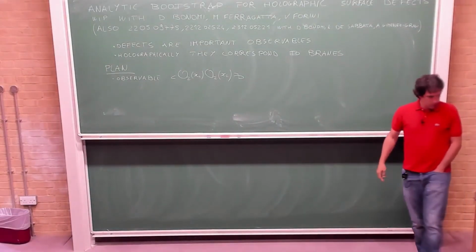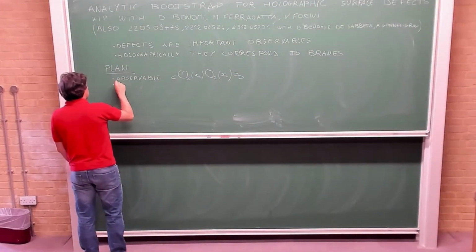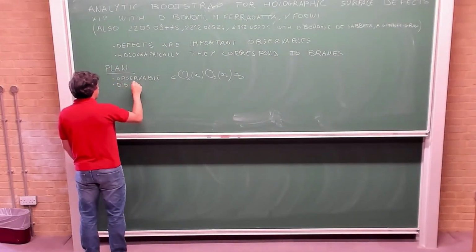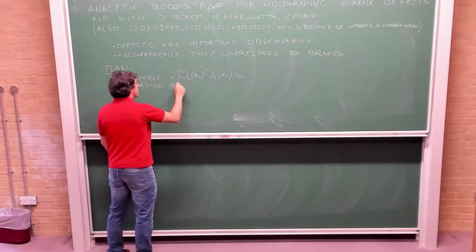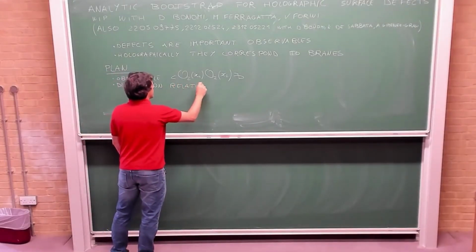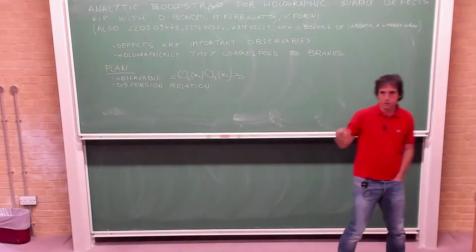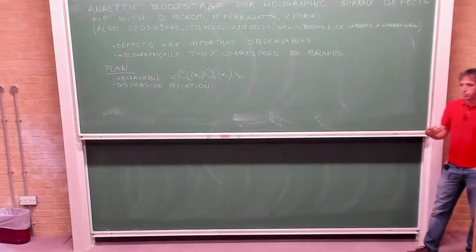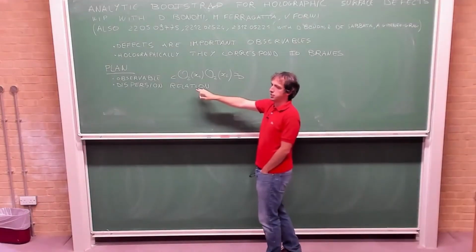Then I will introduce the main tool for this derivation, that is a dispersion relation for this observable. So what is a dispersion relation? It is essentially an integral equation that reconstructs the full correlator, these 2-point functions, starting from a discontinuity.